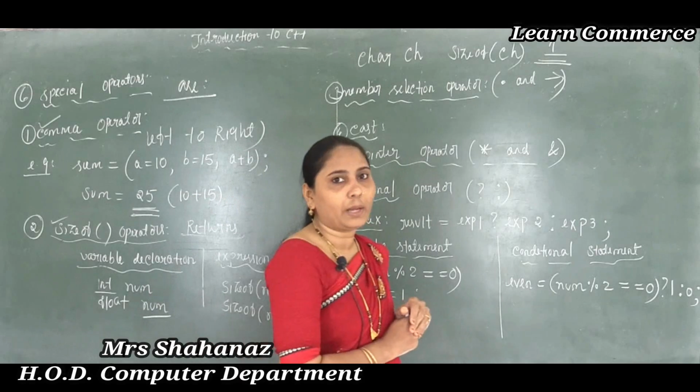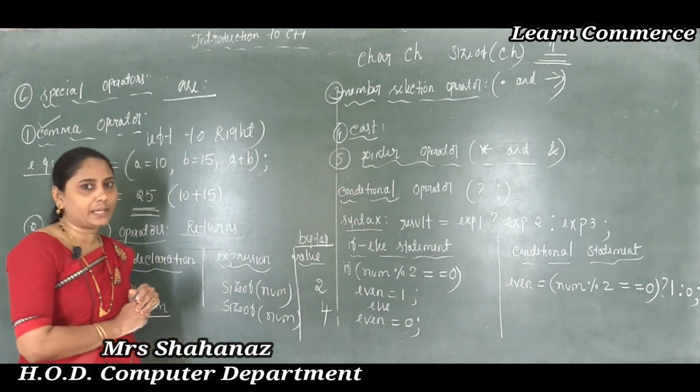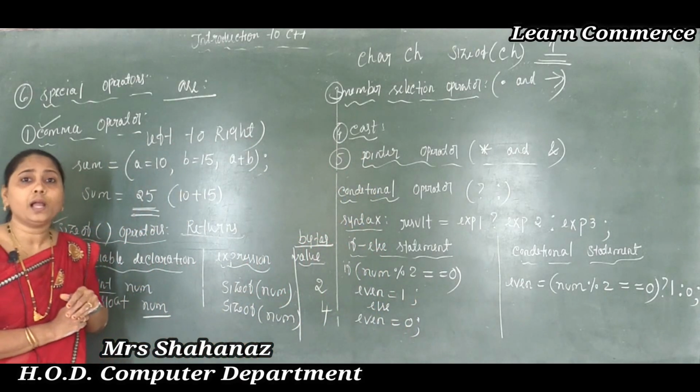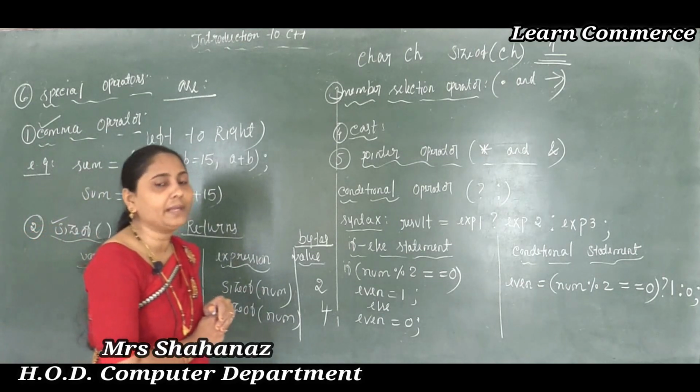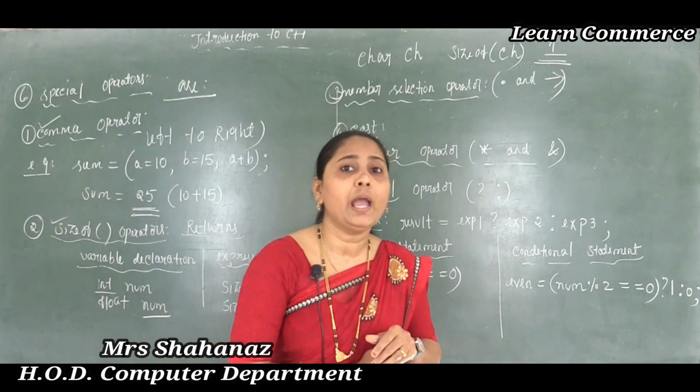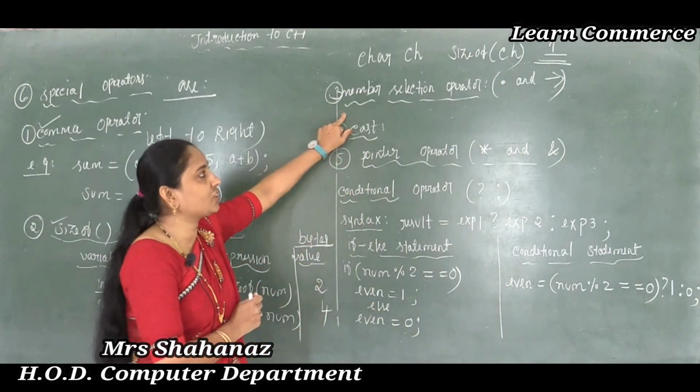Now after completing the size of operator, why do we use the size of operator? It returns the number of bytes the operand occupies. And next, the member selection operator.